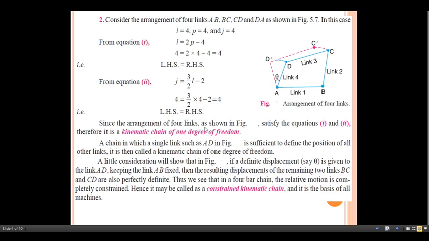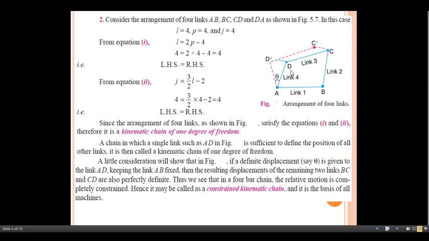Since the arrangement of 4 links as shown in the figure satisfies both the equations, equation number 1 and equation number 2, it is known as a kinematic chain of 1 degree of freedom. The concept of degrees of freedom we'll discuss in the coming part. Before that, a chain in which a single link, here link AD, is sufficient to define the position of all the other links is called a kinematic chain of 1 degree of freedom.